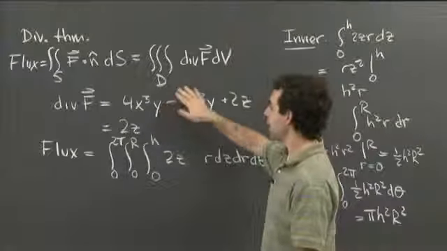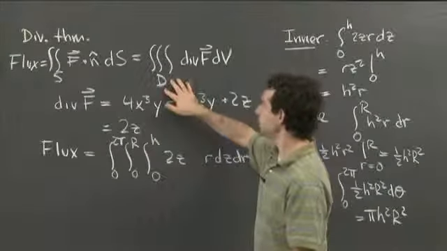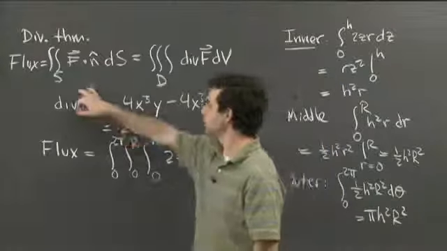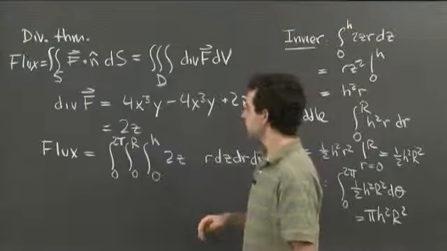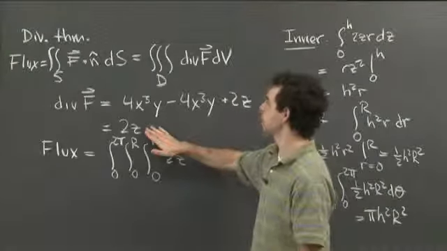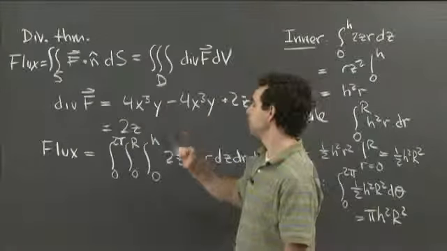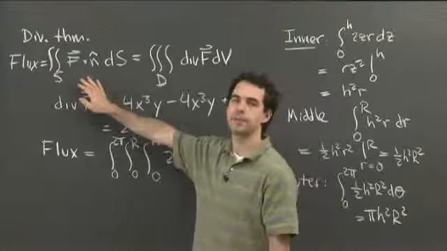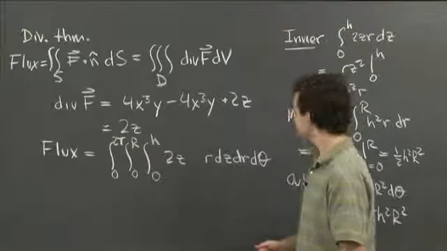All right? And so in our case, the divergence was very nice and simple, and the solid region D was relatively simpler to describe than the surface S that bounds it. So this is why we think of the divergence theorem, because the divergence of the field is easy to understand, and the solid is easier to describe than its surface. So those are both things that make us think to use the divergence theorem for a problem like this.